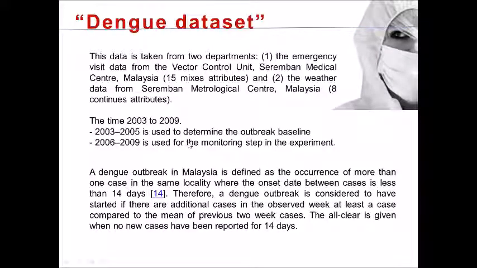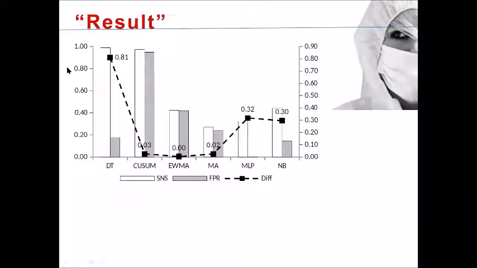Okay, this is the result. Danger theory means the model that has been developed using danger theory. This is my comparison with the other algorithms. Based on this diagram, the capability of danger theory to detect outliers or anomalies is better than the other detectors, based on statistical analysis: UUM, EWMA, and moving average.